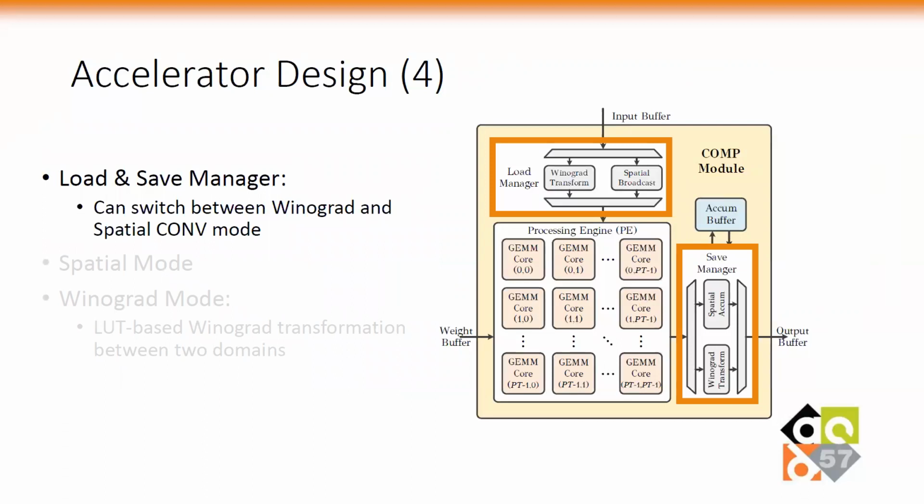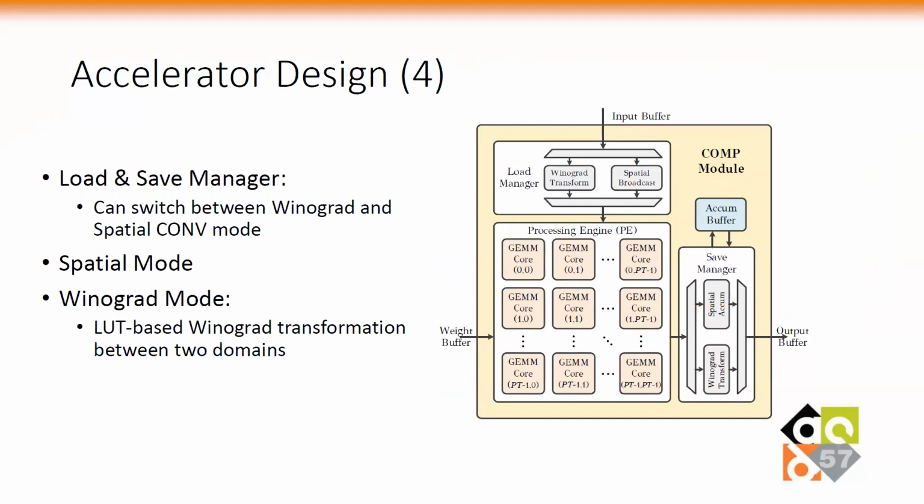To accommodate the different patterns of GEMM cores, we design a pair of load and save managers to reorder and manipulate the input and output data. They can switch between spatial and Winograd mode. In spatial mode, the input and output data will go through the data path for spatial convolution. And in Winograd mode, the input data will be transformed from the spatial domain to the Winograd domain in the load manager, while the output data is transformed vice versa.